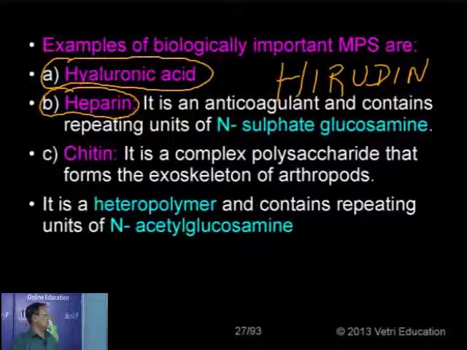So hirudin belongs only to Hirudinaria granulosa, the leech, class Hirudinea. It is not found anywhere else. For example, in the case of mosquito, the mosquito too has an anticoagulant in its saliva, that is called hemolysin. So hemolysin is also an anticoagulant present in the saliva of the mosquito.